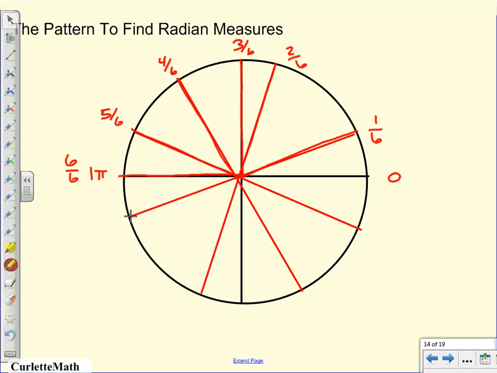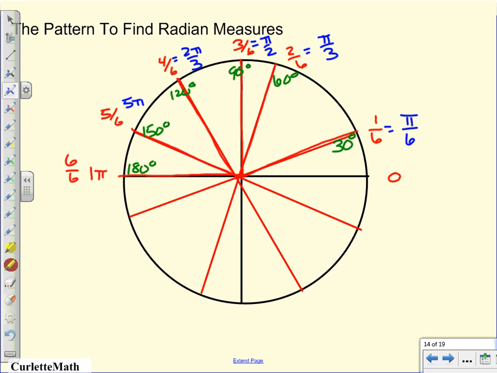Now, if we label in our degrees here so that we can overlap the concepts, we're going by 30 degrees. So we'd have 30 degrees, 60 degrees, 90 degrees, 120 degrees, 150 degrees, and 180 degrees. Now, we can't just leave them as fractions this way. We have to leave them as radians. So we would have pi over 6. Simplifying, we get pi over 3, pi over 2, 2 pi over 3, 5 pi over 6, and just pi.